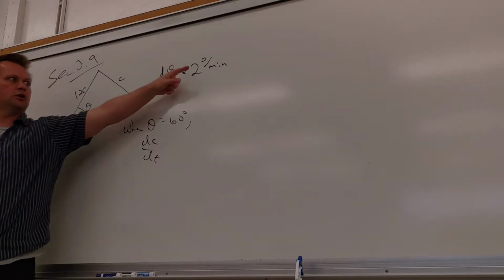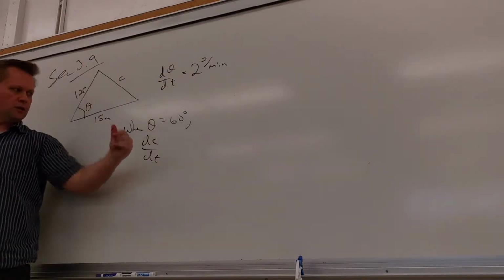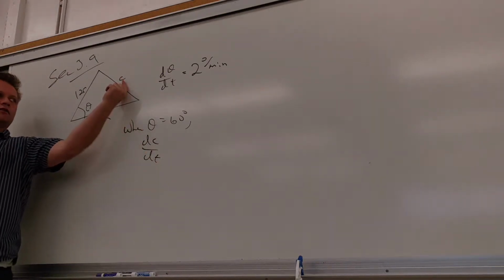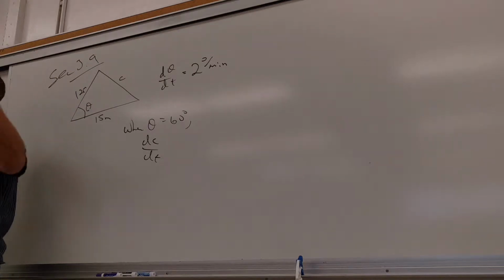Wherever I see d theta dt, I'm going to put a 2 now. You with me? And then in symbols, I wrote what they're asking me: the change in this third side. You can call it whatever they don't tell you. I'll call it C.